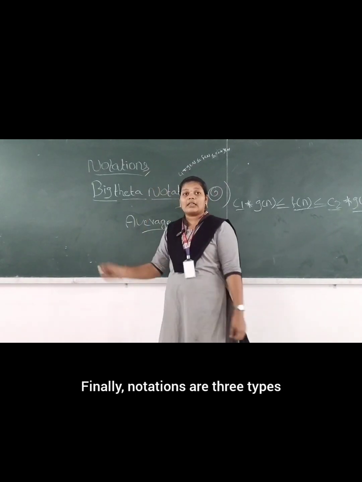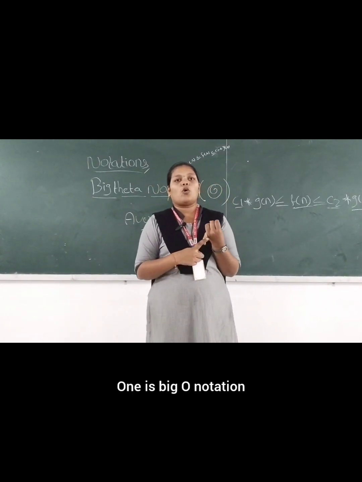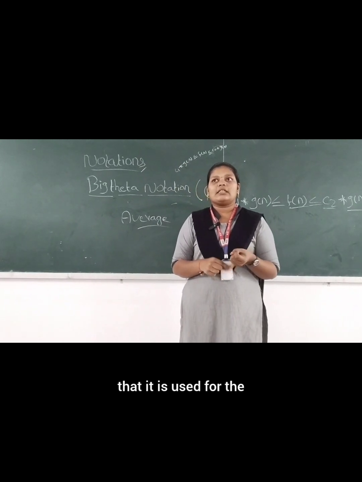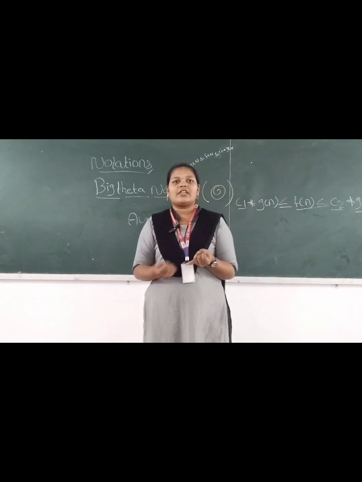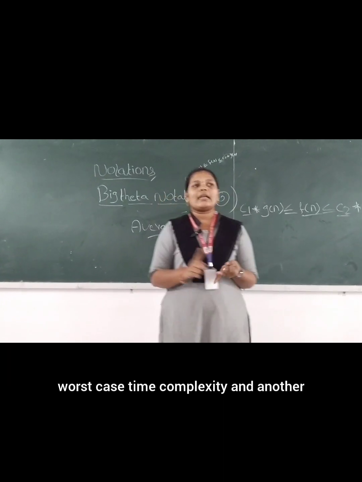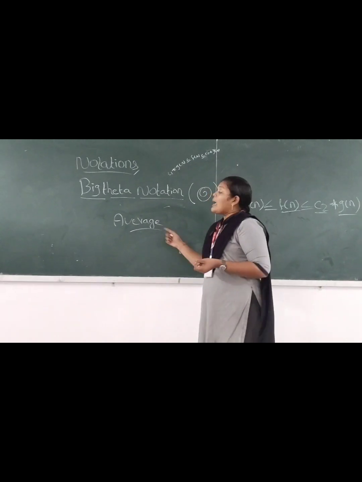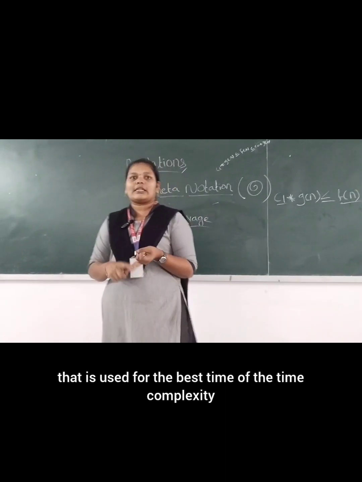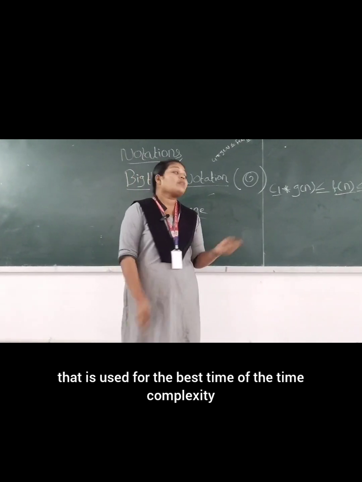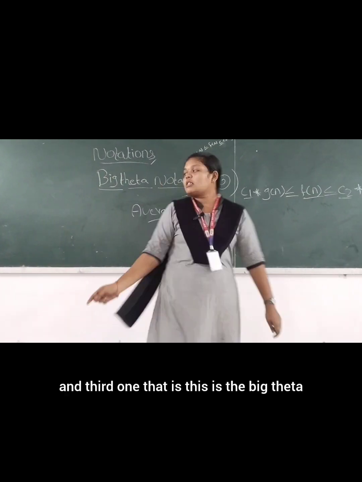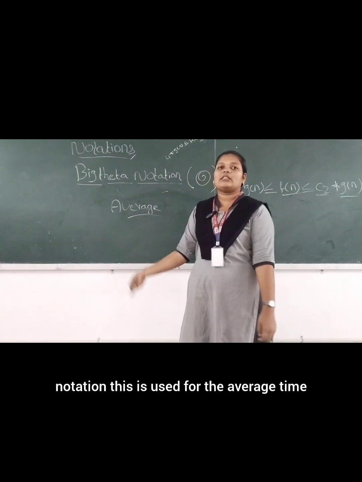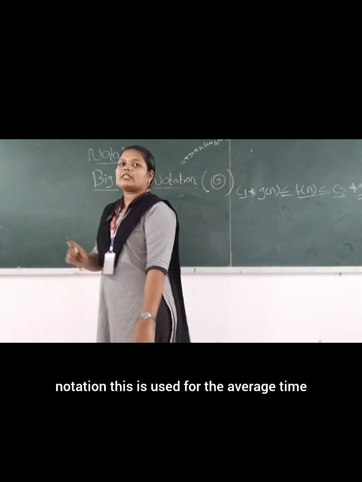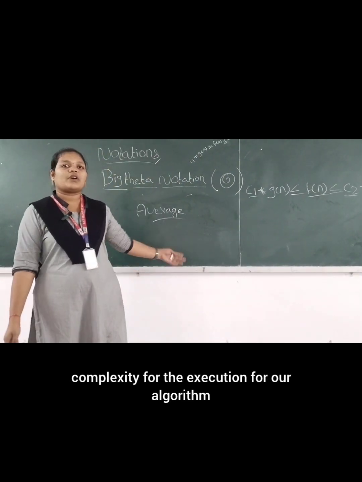Finally, there are three types of notations. One is big O notation, which is used for the worst case time complexity. Another is big omega notation, which is used for the best case time complexity. And the third one is big theta notation, which is used for the average time complexity for the execution of our algorithm.